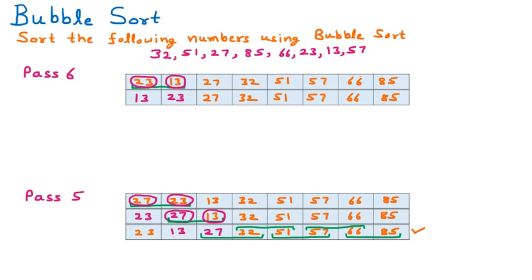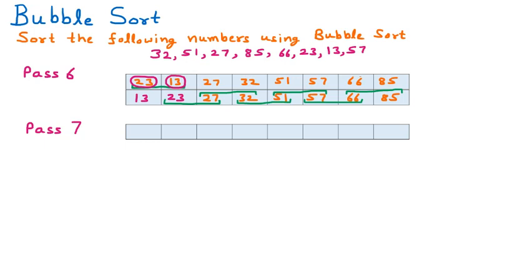Afterward we are going to compare the next two numbers. They are in ascending order, no problem. Then again comparing 32 with 51, then 51 with 57, 57 with 66 and 66 with 85. So no changes here. So we have the sixth largest number at the proper position. In this pass there is no change afterward. So we are going on to the next pass, which is pass 7.